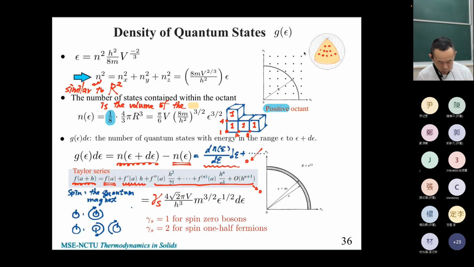Okay, so gamma s equal to 1 for spin 0 boson, and gamma s equal to 2 for spin 1/2 fermions. So depending on the particle, it is. If it is boson, the gamma s equal to 1 because they only spin once around, so you can't see the difference. But gamma s equal to 2 for the fermion, because sometimes they can choose to spin down, spin up. So yes, so you have more choices here, more degeneracy here.